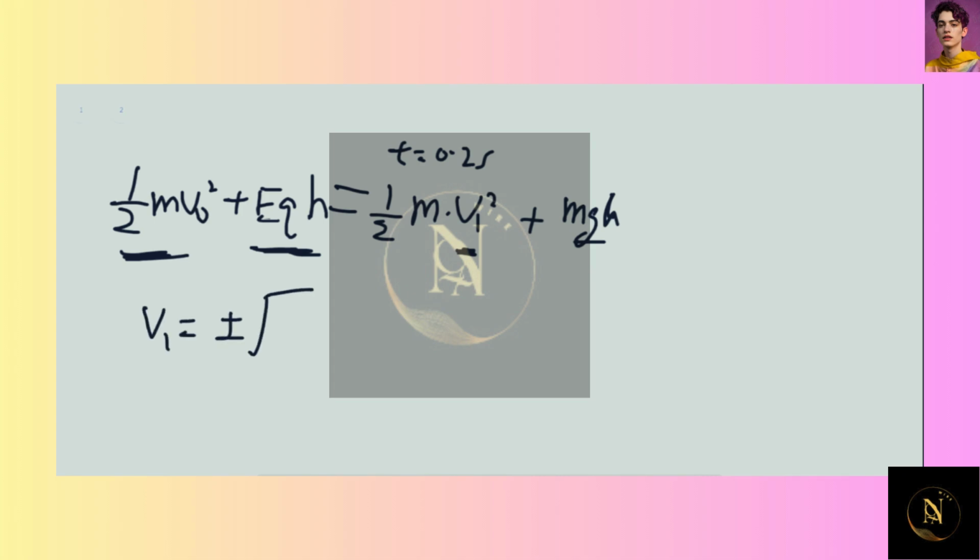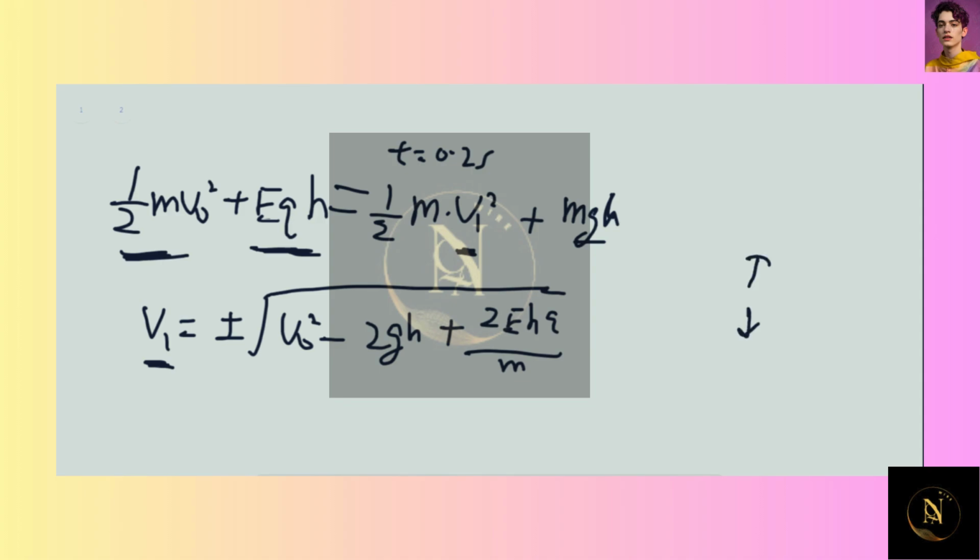We obtain v1 is plus or minus the square root of v0 squared minus 2gh plus 2eh q over m. So this means that we have two possible values for v1. v1 could be pointing up or v1 could be pointing down. So the two different values will give us different results.